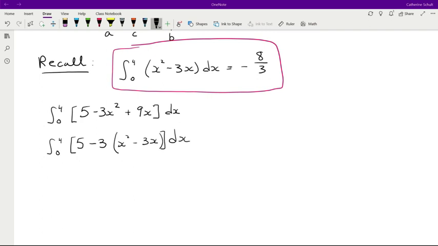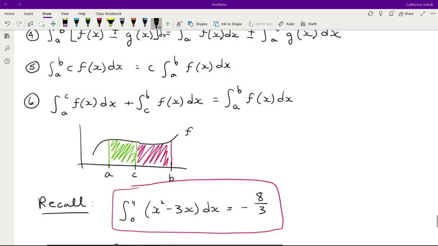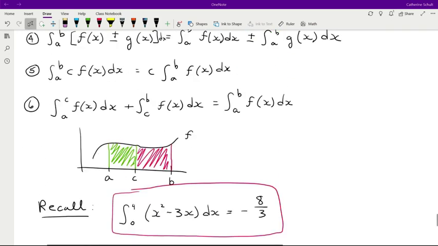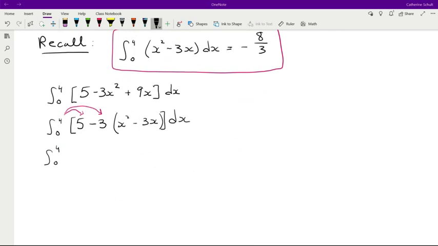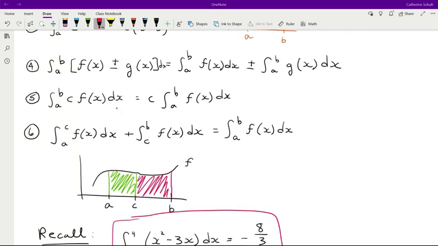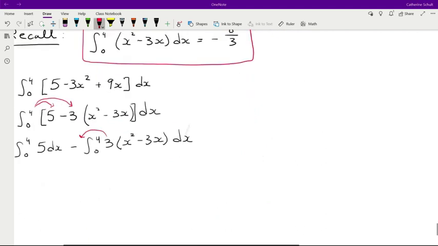Okay, so this is how we're going to do it. Let's distribute our integral sign, because that's one of our properties. When we have a difference, we can distribute our integral sign. So what property is that? By property 4, we'll distribute the integral. And then what else can we do? If we have a constant times a function, according to property 5, we can bring that constant out front.